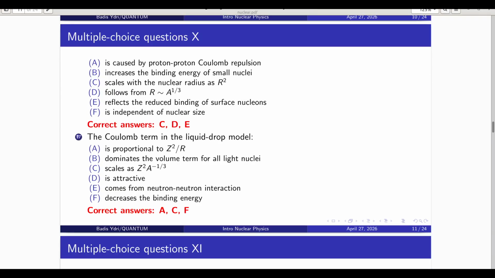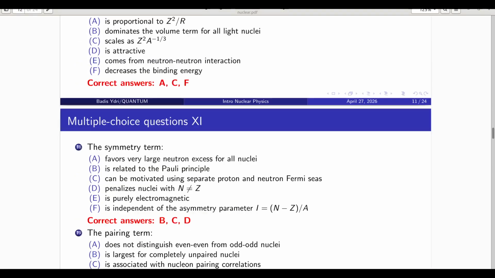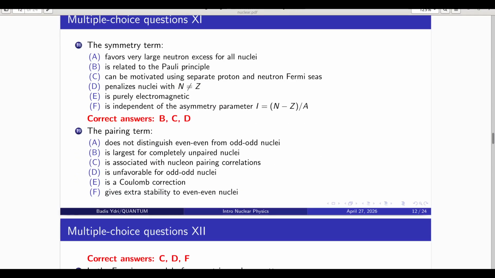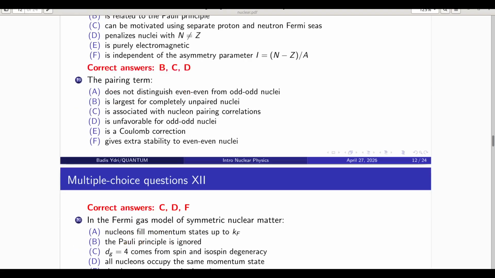The Coulomb term also reduces binding. Protons repel each other, and this effect grows with charge. The symmetry term comes from quantum mechanics. It reflects the Pauli principle. If neutrons and protons are not balanced, the energy increases. The pairing term adds extra structure. Even nuclei are more stable. Odd nuclei are less stable.